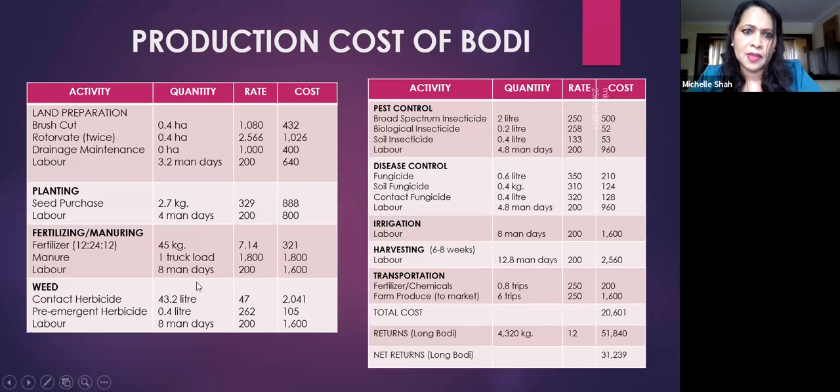Production costs for bodhi. If you wish to plant bodhi in a large way, this will be the costing for a 1 hectare plot. You firstly start with land preparation. You must brush cut, rotovate, drain the land, and supply labor for this land preparation. And the costing, as you would see in the final column, these are the rates and costings for land preparation.